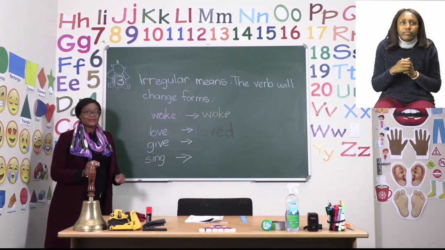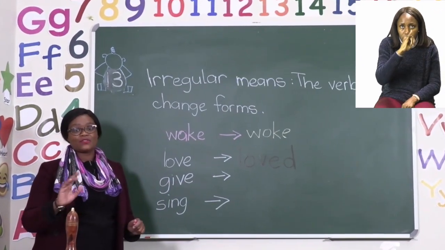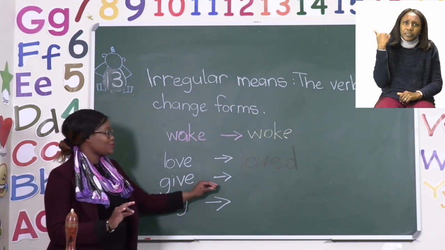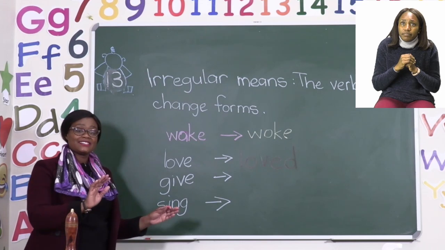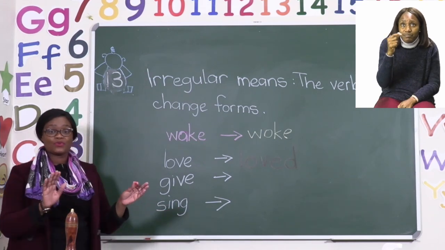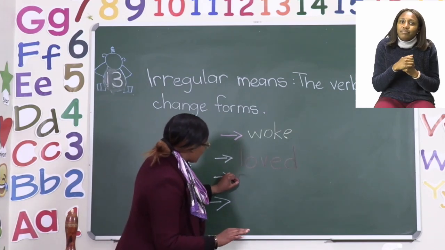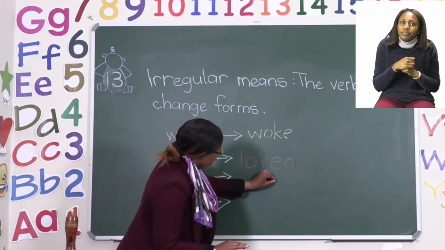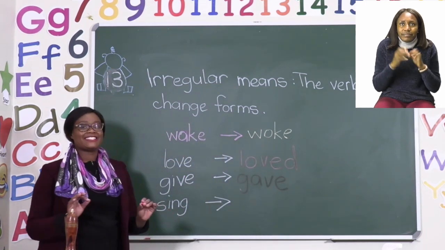Then the next one that we have is the word give. I give money to my sister. The word give will change to a past tense form. And how do we do that? It changes from give to gave. So I gave my sister money. There we go. Then the last one we have is the word sing.